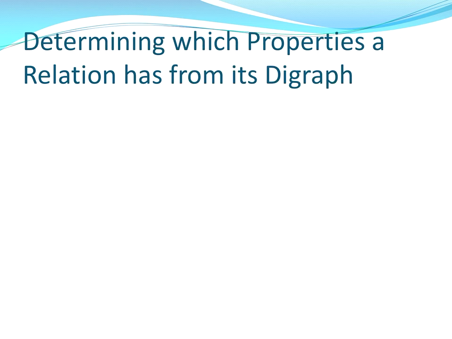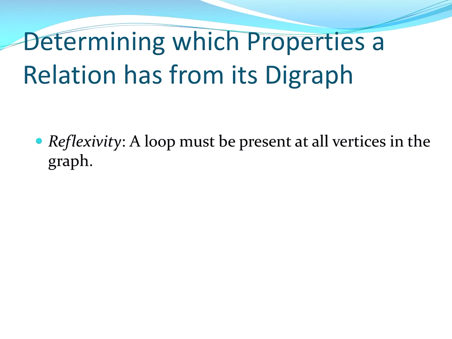All right, so we can also use the digraph to detect the properties of relations on a set. Remember the 4 properties: reflexivity, transitivity, symmetry, and antisymmetry. And how do we find them? Well, we'll just look at the digraph and we'll check.